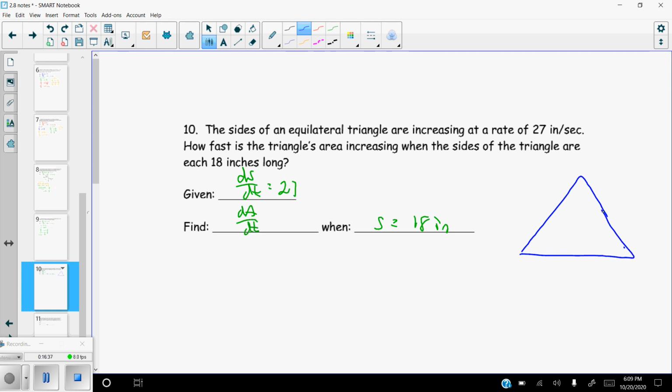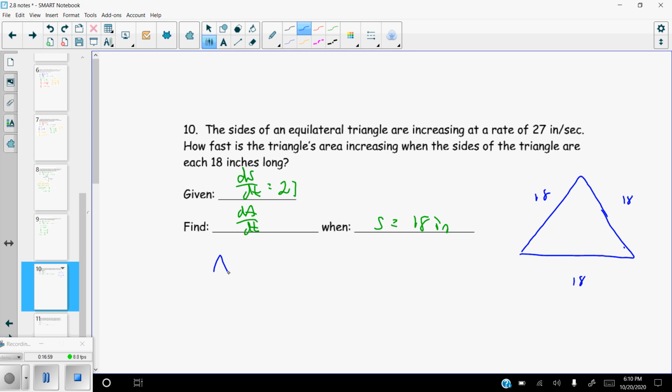All right, that's much better. Okay, so we know that each side is 18. So each side here is 18. It's telling me that the sides are increasing at 27 inches per second. Okay, that's not a problem. I need to come up with a formula here to actually find the area.